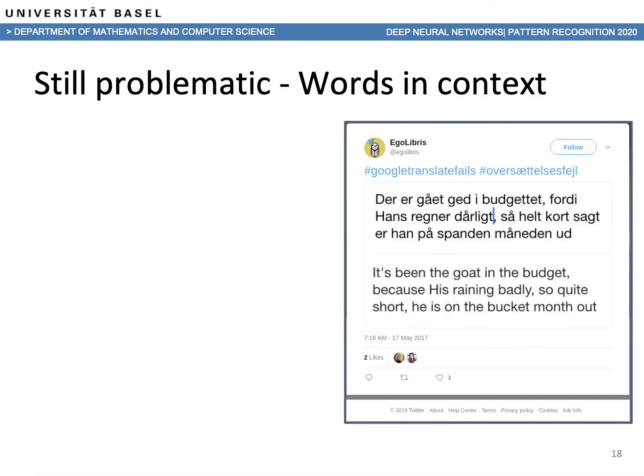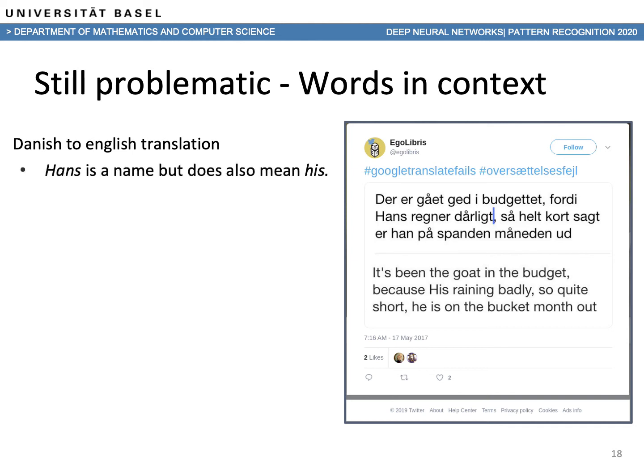word context. So some still problematic areas, even using the bidirectional RNN setup, are words in context. So here we have a small example of translating Danish to English. And just to highlight a few things here, hence, which is here in the Danish sentence, is translated to his, but hence is a name. So this should not be translated, but it can also in Danish mean his. So in this case, the translation machinery here translated the name where it should not have touched the name.